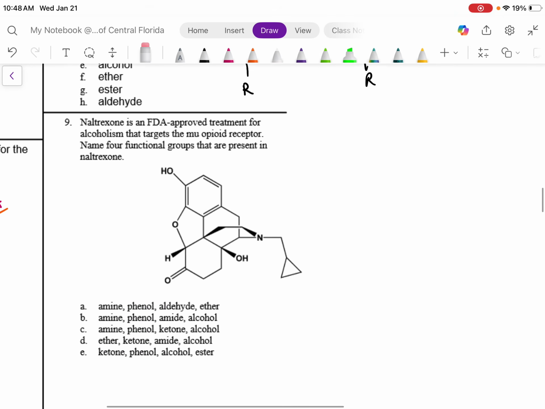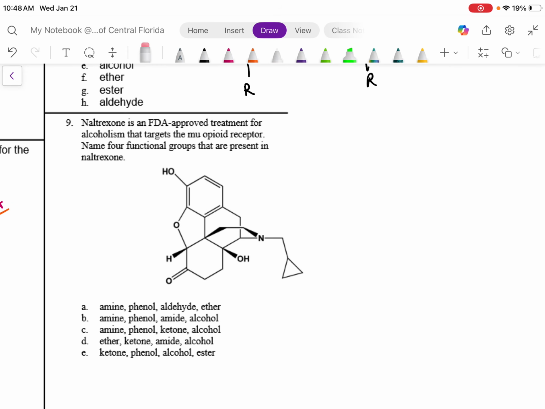Question 9. First off, let's just annotate what we have here. We have a benzene. We could also say that we have an alcohol.